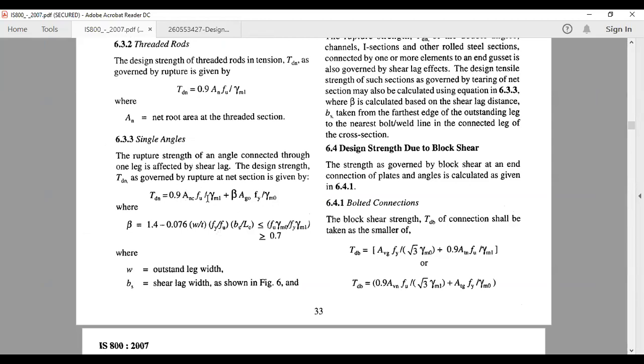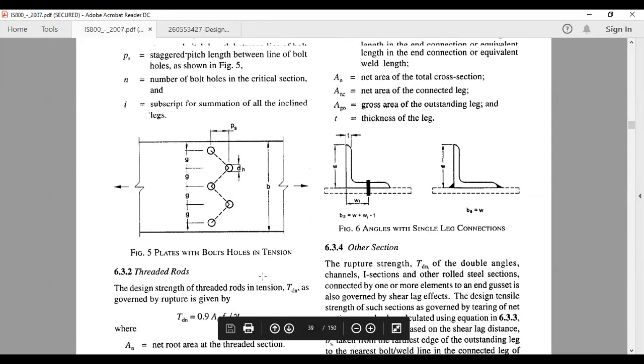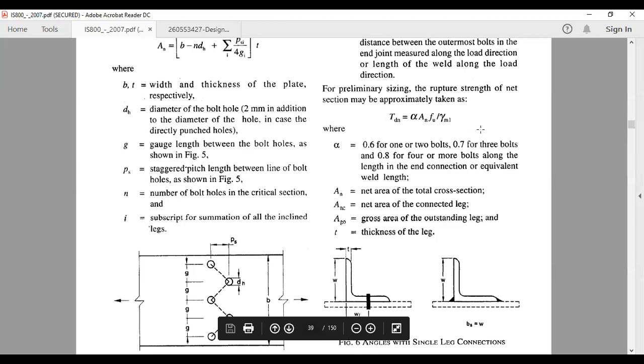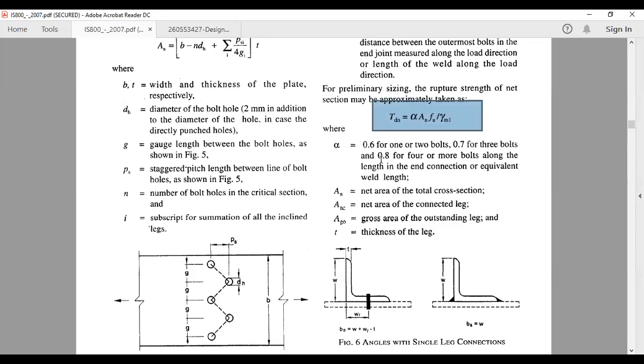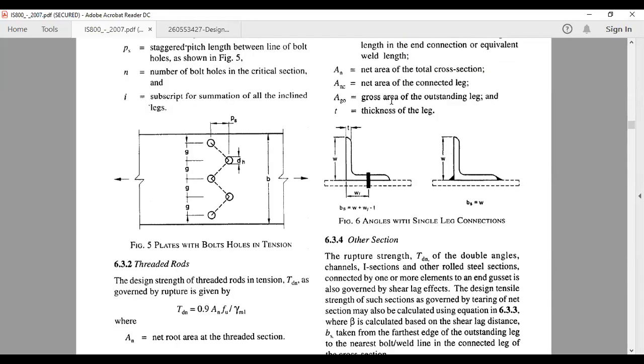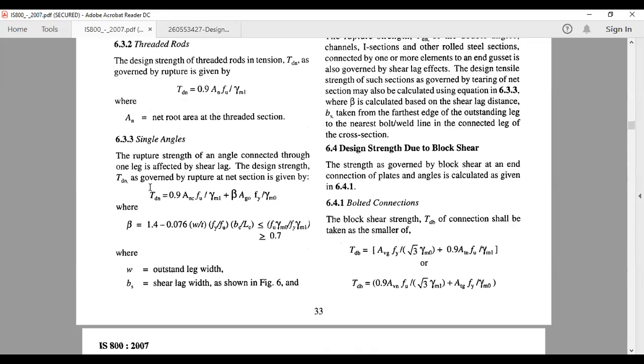You will come across 2 expressions. One is an approximate expression, which is based on this factor alpha, where depending on the number of bolts in the connection, we can choose the value of alpha. Or if you want to be exact and precise, we go ahead with this particular expression, which has a factor for the shear lag effect. This beta is for the shear lag effect. So Tdn is equal to 0.9 Anc fu upon gamma m1 plus beta into Ag0 into fy upon gamma m0.